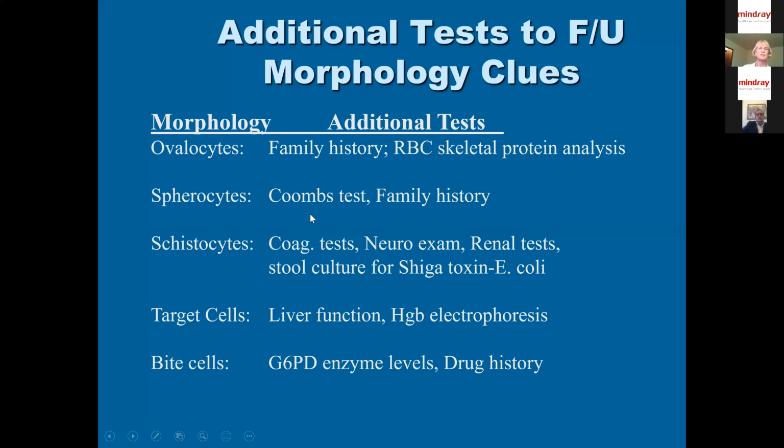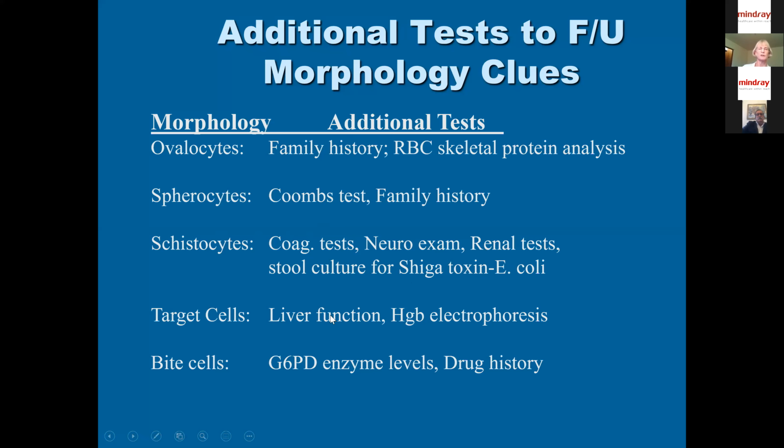Spherocytes, the Coombs test to evaluate for possible autoimmune hemolytic anemia. Schistocytes, you do the COAG test, neurologic examination, renal tests. And this particular E. coli infection can cause the hemolytic uremic syndrome.